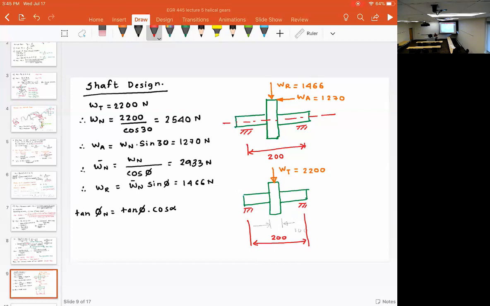The center distance between the bearings cannot be 100. It has to be greater than 100, with some clearance. That's why I'm assuming 200. It could be 110 as well. But is that a problem?